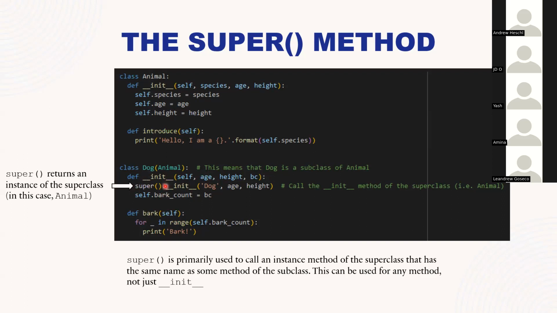If I just tried to call init without using super, I would have an infinite recursive loop in my program here, and it wouldn't work out nicely. But I can use, again, the super method to get around this. And this can actually be used for any method. This is not just for init, as we're going to see on the next slide.